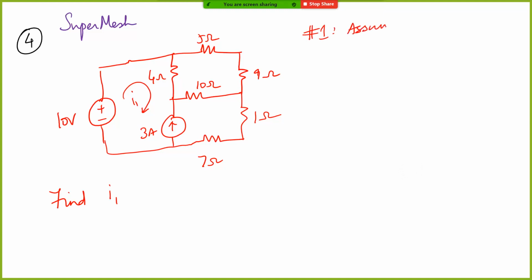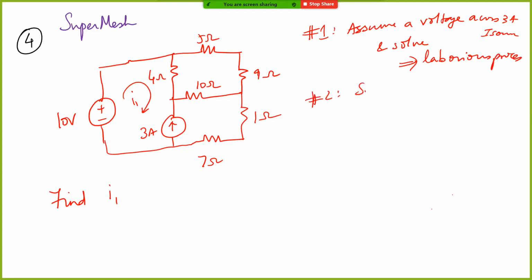You assume a voltage across the 3 amp current source and solve 4 equations with 4 unknowns. This is a very laborious process. So the other option is basically to use a super mesh.